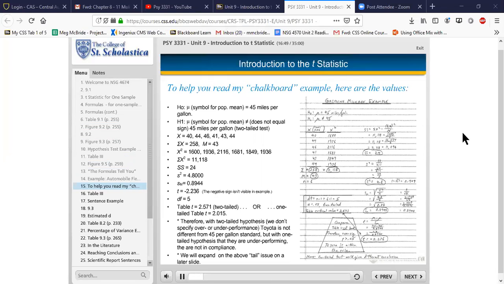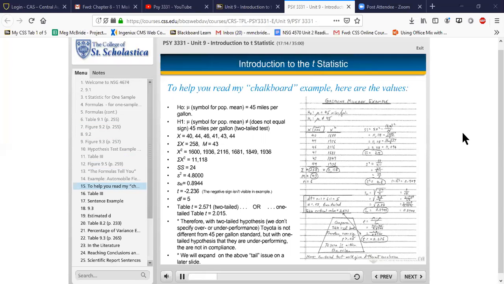Looking at my handwritten example, starting at the top, you see that I've written the null hypothesis and the alternative hypothesis. The null hypothesis states that mu is equal to 45 miles per gallon. In other words, there won't be any difference in the sample mean compared to the population mean. The alternative hypothesis, H sub 1, says that mu will not equal 45 miles per gallon.